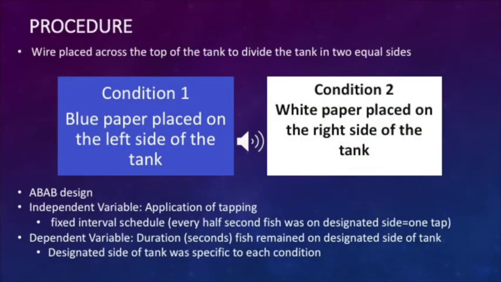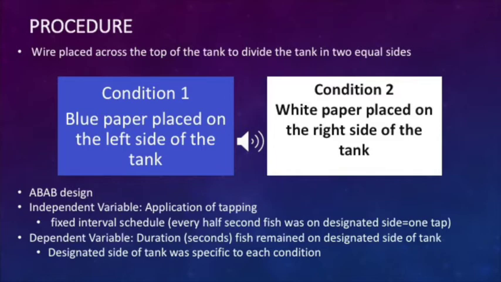During the experiment, a white wire was placed across the top of the tank to divide the tank into 2 equally sized sides. The left side of the tank was designated as Condition 1. During Condition 1 procedures, a blue piece of paper was used as a visual contextual stimulus. The right side of the tank was designated as Condition 2. During Condition 2 procedures, a white piece of paper was used as a visual contextual stimulus. An AB-AB design was used for the purposes of this study.